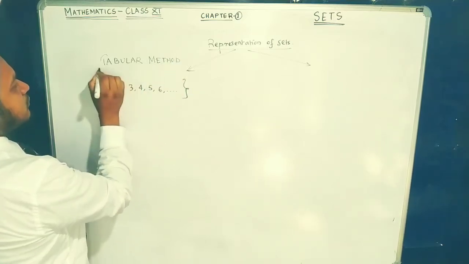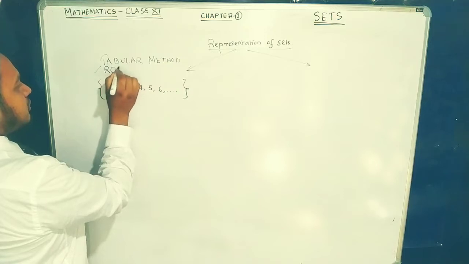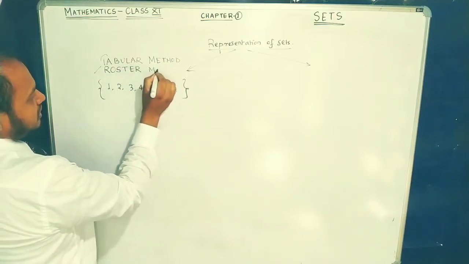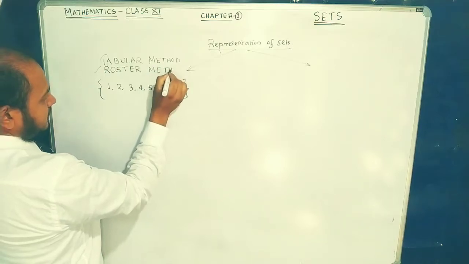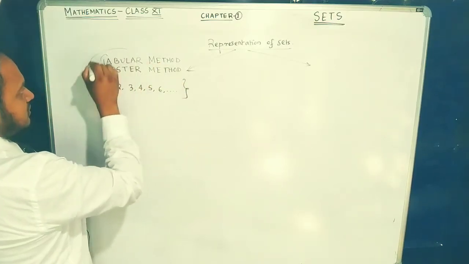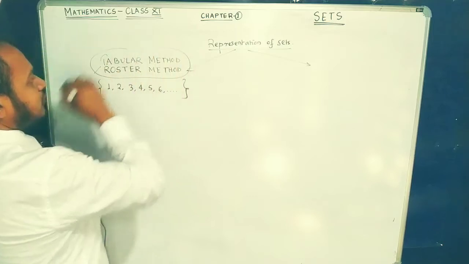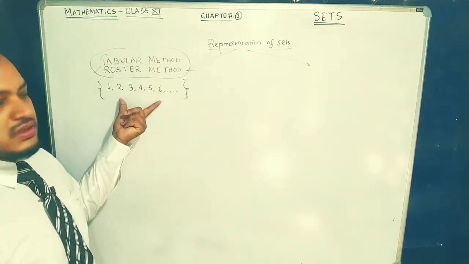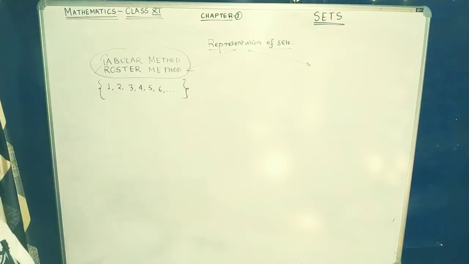Oh, there is another name for it. We call it the roster method. R-O-S-T-E-R, roster method. So this is the name of the method. This is the roster method of representation of any set. What is the roster method?